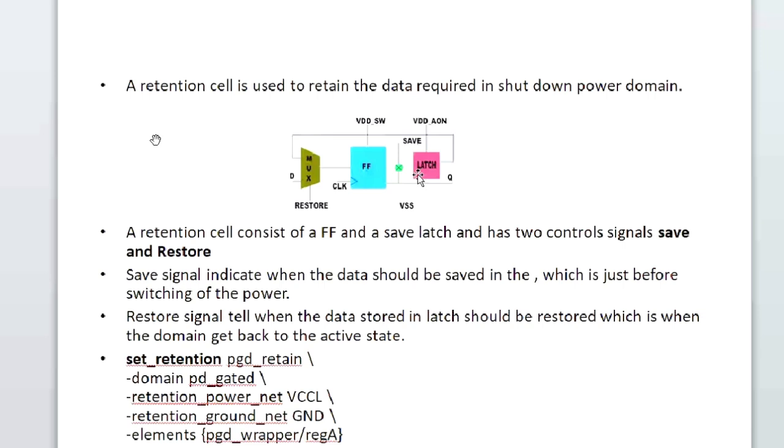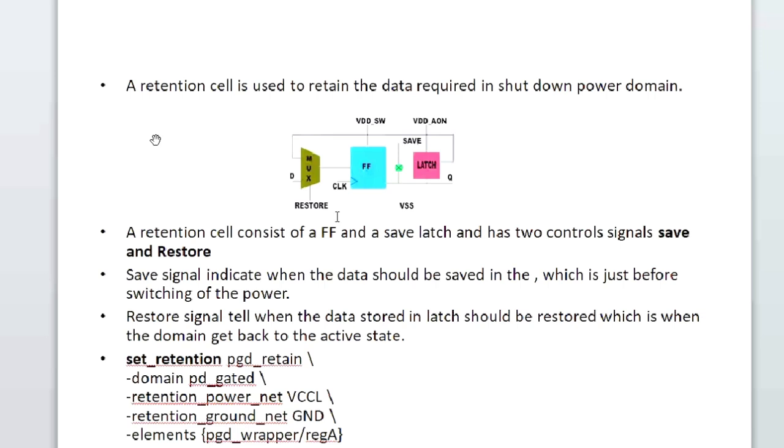In the latch, one part is always on, which you can see for saving. Why it is always on: before the block is powered off, it will save the data. Whichever domain is going off, before it turns off, it saves the data, and then restores it and passes it to the next power domain.